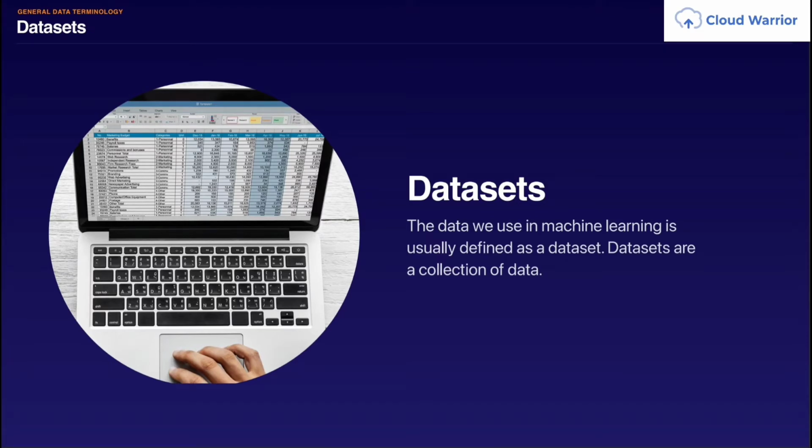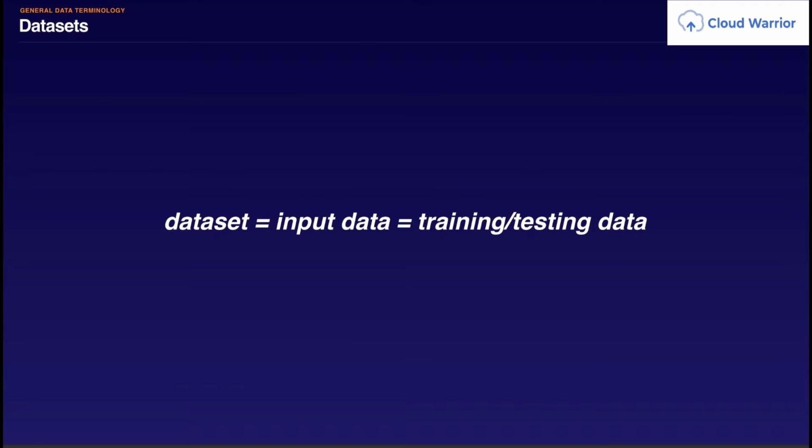Now, the first term that I want to discuss is a data set. And this is the data that we use in machine learning. Now, datasets can come in many different forms, and we will take a look at some different types of dataset here in just a little while. And as far as terminology, a dataset is the same thing as input data and the same thing as training or testing data. We'll use these terms interchangeably throughout this course and throughout the machine learning process.